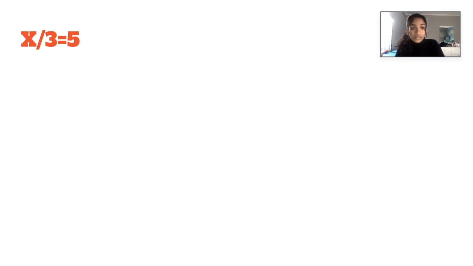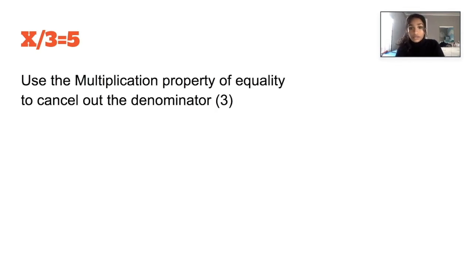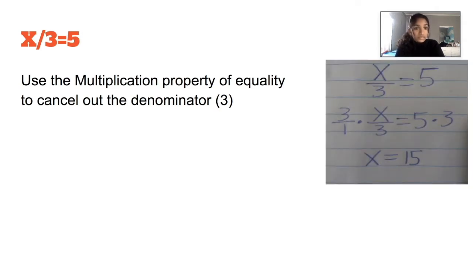X divided by 3 is equal to 5. We can use the multiplication property to cancel out the denominator. So let's take a look at this. X divided by 3 is equal to 5. Then over here we have 3 times x divided by 3 is equal to 5 times 3. This cancels out the denominator and we get x is equal to 15. Remember to multiply both sides by the same number, otherwise all that work for nothing.